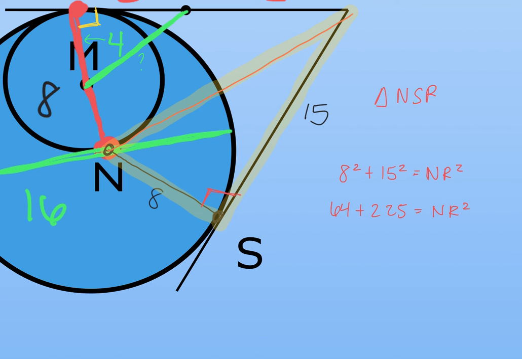And yes, you guys can still be using calculators, okay? You're going to use a calculator in chapter 10 as well. I just know my squares really well. So 64 plus 225 should give me 289, which is NR squared. You take the square root, and you should get 17 equals NR. Boom, bada bing. Let's go.